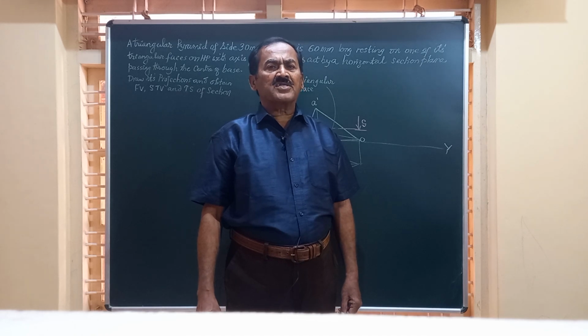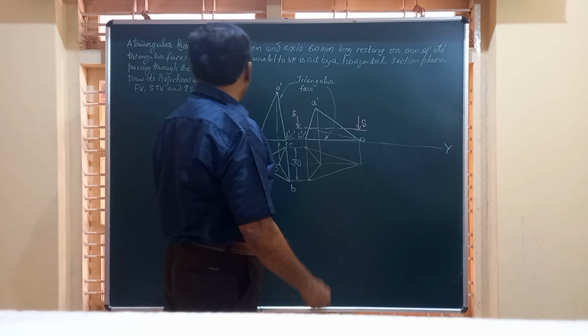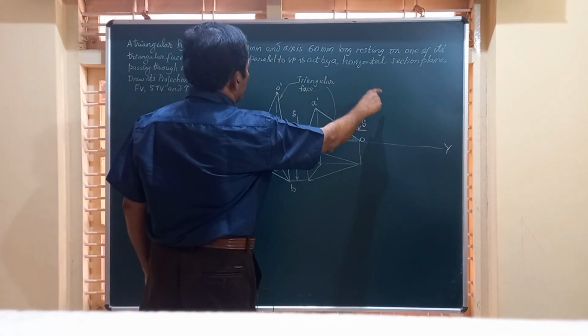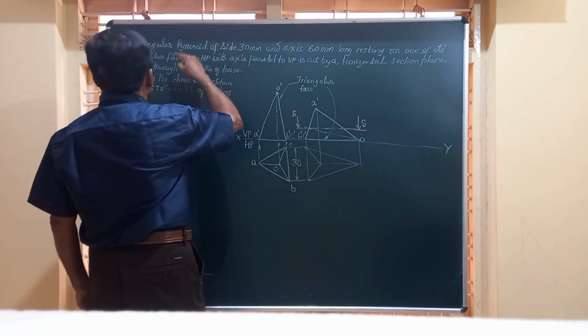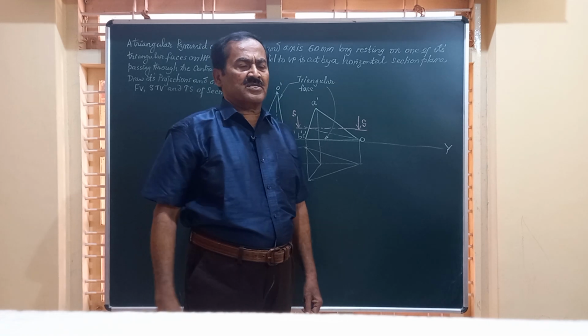And friends, let us see what is the question we have for today's video. The question reads like this: a triangular pyramid of side 30 mm, axis 60 mm long, resting on one of its triangular faces on HP. We will stop at this stage.